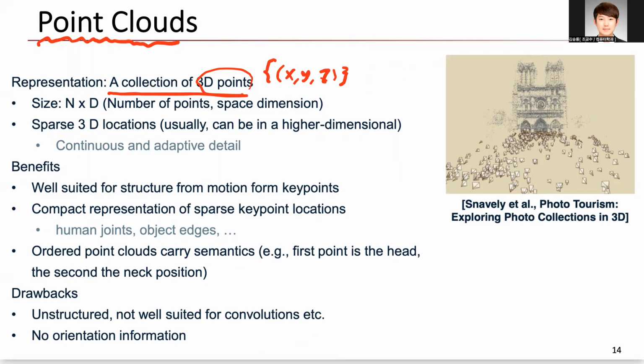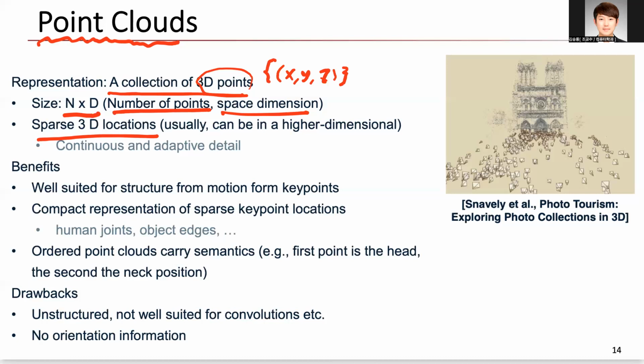So in other words, the size of our point cloud is going to be N by D, where N is the number of points and D represents the dimension of the space. In this case, in 3D computer vision, D is equal to 3, right? And in this representation, we can represent the 3D as sparse 3D locations.